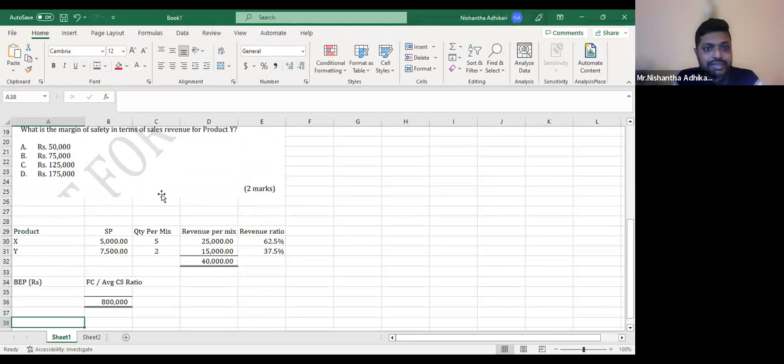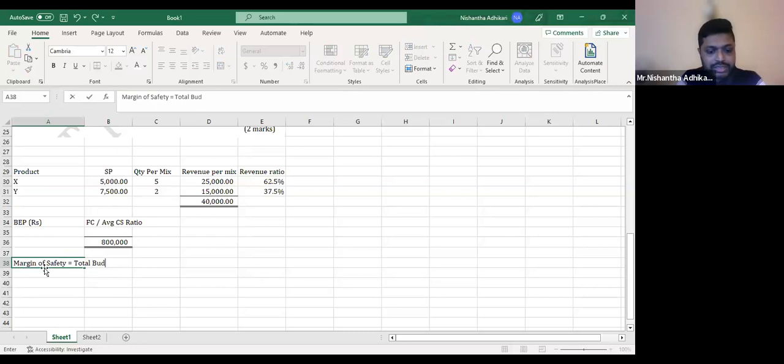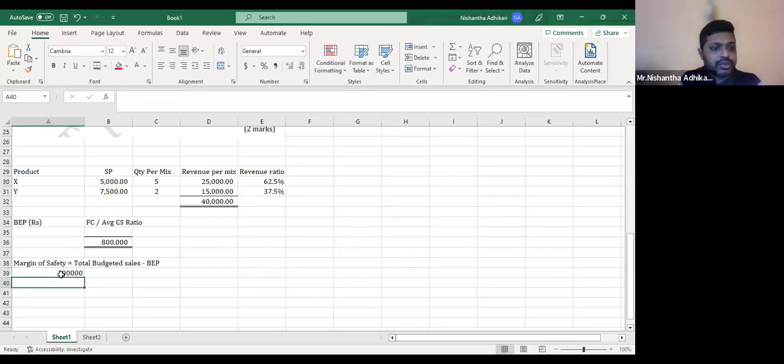Now your total sales are 1 million. Here it says you sell 1 million, but the break-even point is 800,000. Margin of safety should be how much? Total budgeted sales minus break-even point. It should be 1 million minus 800,000. Then the margin of safety is 200,000. But that is not the answer you expect. What is the margin of safety value for product Y? Now this 200,000 belongs to X and Y both.